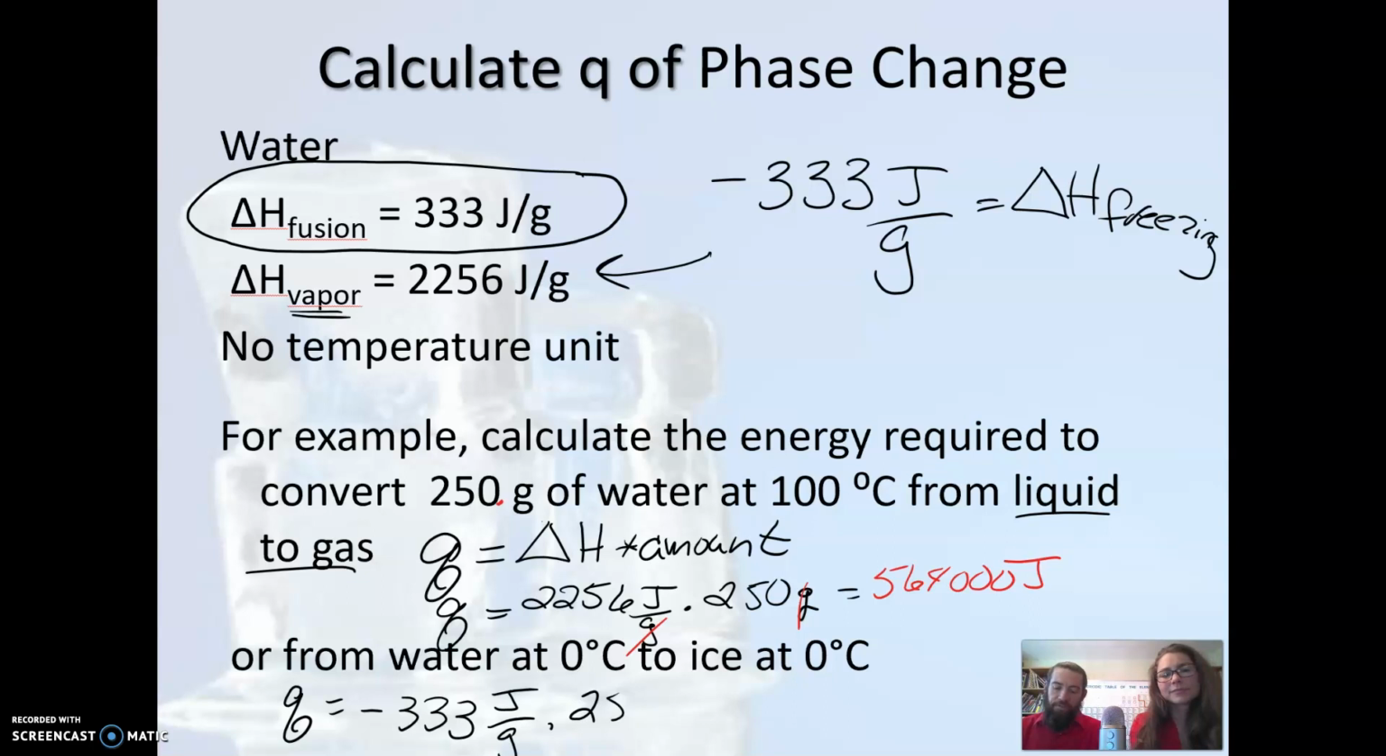333 times 250, and I've got 83,250. Grams cancel, units are in joules. 83,250. All right. Now what's of interest to me is the vaporization value is so much bigger than the fusion or the melting value. Right? I am kind of crazy about my sig figs, so I added a little dot here, so we had 3, and I gave it 3 sig figs because we're 3 up here.